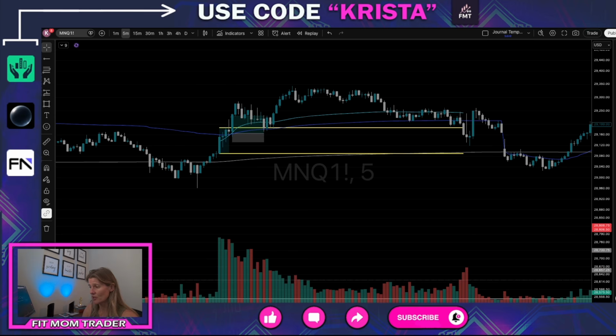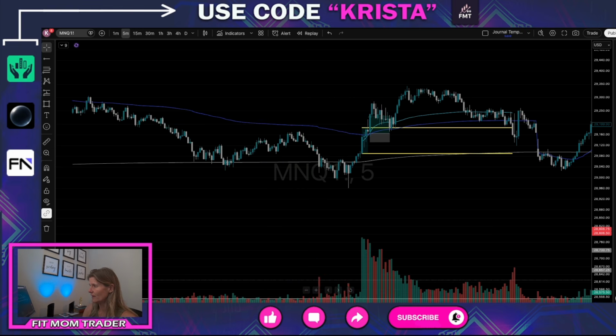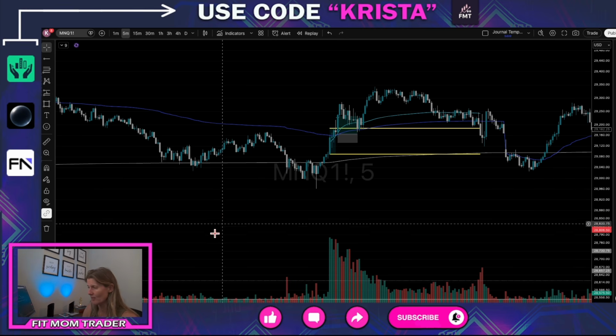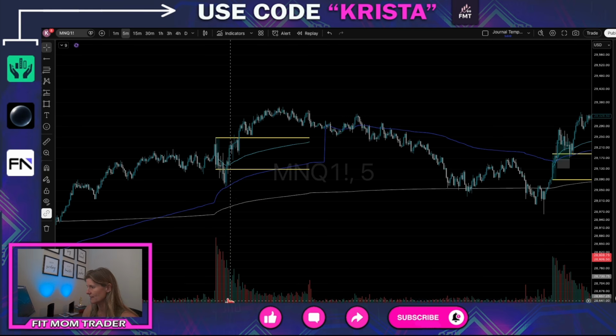As far as the target, what I do, everyone's different on their target. So you can go to a 2-to-1, 3-to-1. You could also look left for a level that makes sense. So maybe there's like a London high or an Asia high or a previous day high or some sort of consolidation zone or supply zone to the left that you want to target. All right. So that's how I do it. I do a target that makes sense.